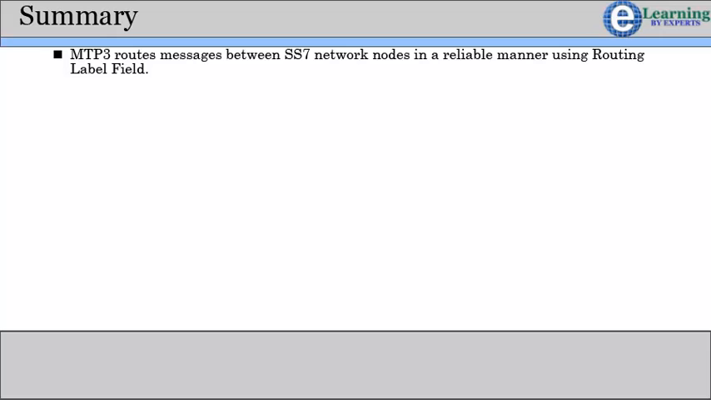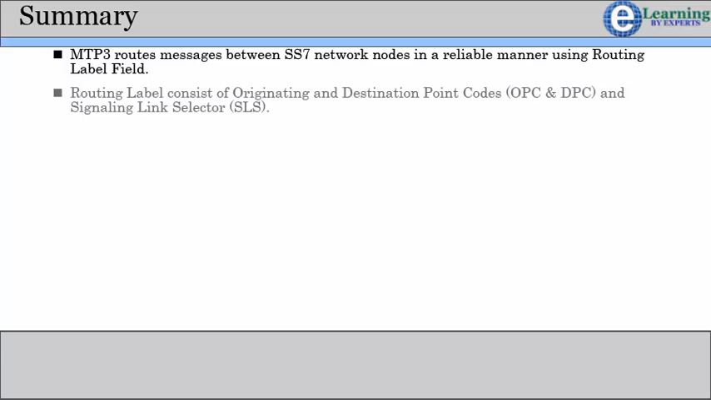Let's summarize. MTP3 routes messages between SS7 network nodes in a reliable manner, using the routing label field. The routing label consists of originating and destination point codes, OPC and DPC, and the signaling link selector, SLS.